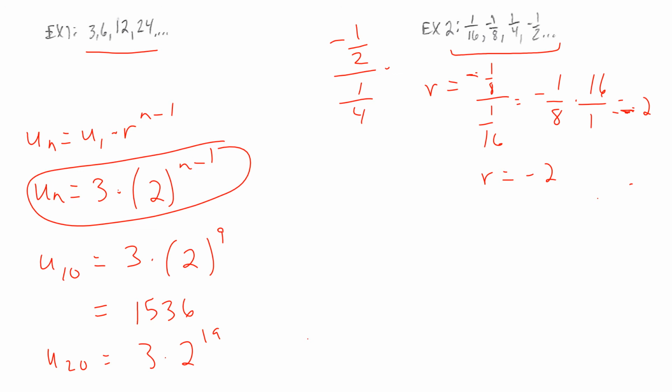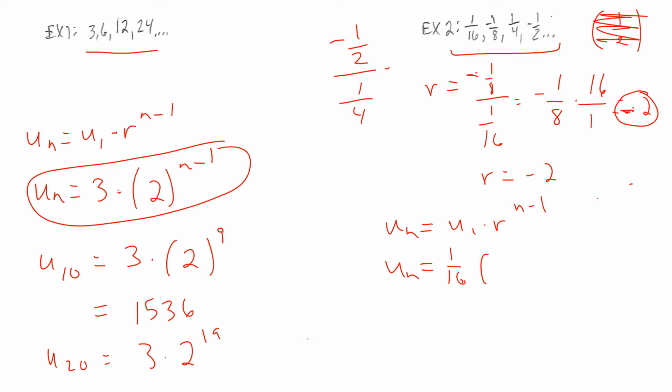If you have values that are actually getting smaller, and this one's actually getting bigger, you might have r be a half. So the difference between a half and 2 is a big deal. So with r, I would just suggest you use the common ratio formula. So we get our u sub n equals u sub 1 times r to the n minus 1. First term is 1/16, and then negative 2 to the n minus 1.